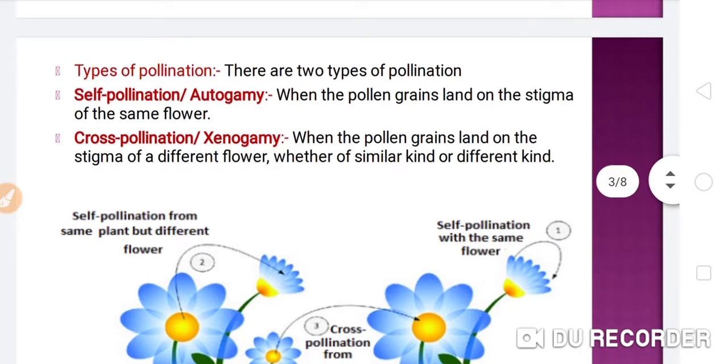Now, types of pollination. There are two types of pollination. Number one is self pollination, also known as autogamy. When the pollen grains land on the stigma of the same flower, this is self pollination, or autogamy.